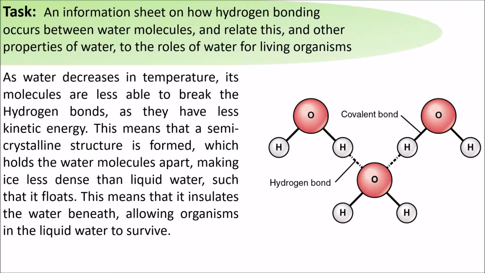As water decreases in temperature, its molecules are less able to break the hydrogen bonds as they have less kinetic energy. This means a semi-crystalline structure is formed which holds the water molecules apart, making ice less dense than liquid water, such that it floats in water. This means that it insulates the water beneath, allowing organisms to survive in that water.